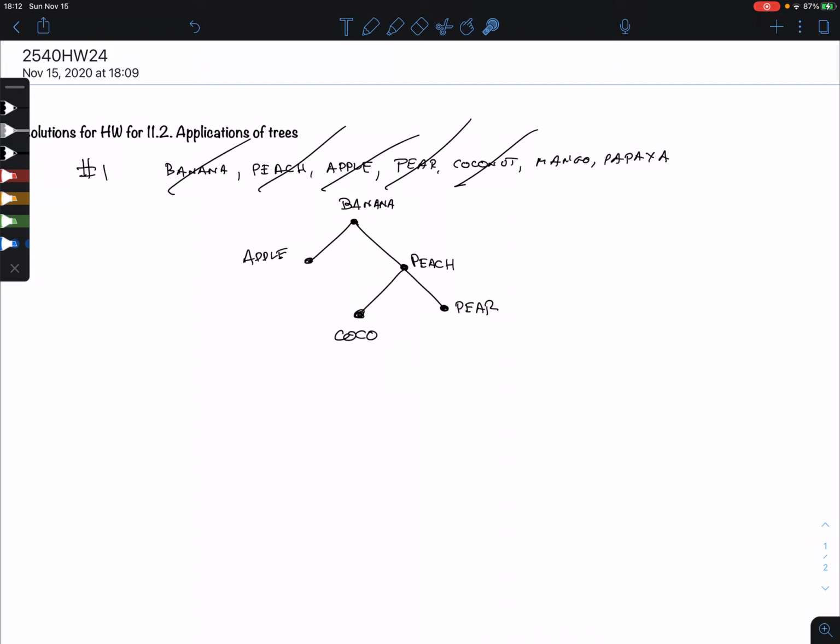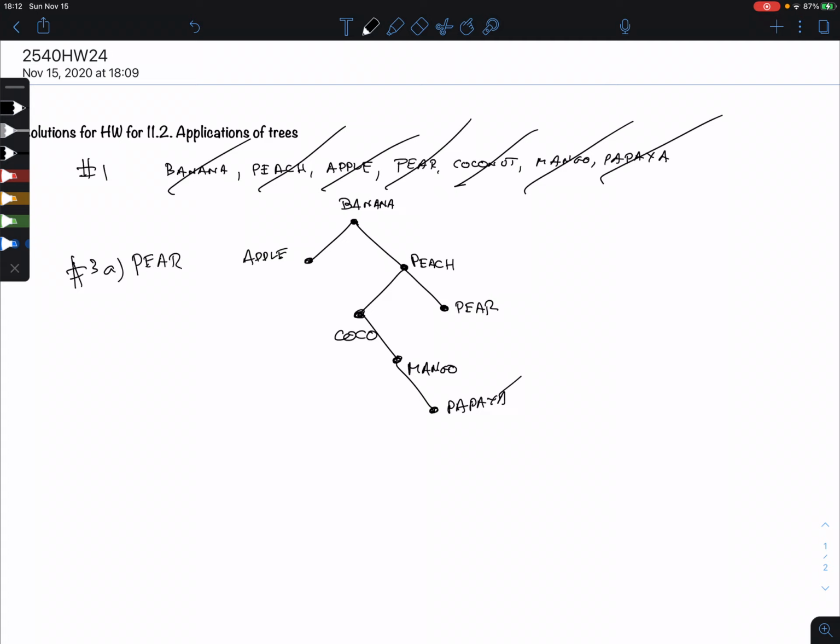Mango. Mango is alphabetically after banana, before peach, after coconut. So I have to go this way, it doesn't exist, so I make it. So this is mango. Papaya. Banana. Peach. Oh, papaya is before peach, it's after coconut, it's after mango, so it will go here. Okay, and so number 3 asks to find first pear, I guess, yeah, pear.